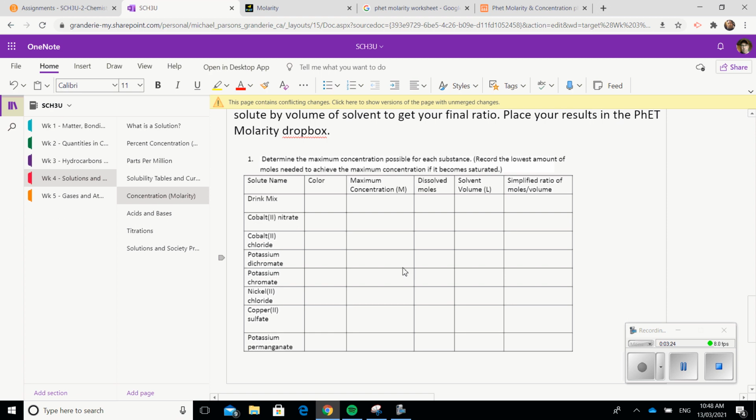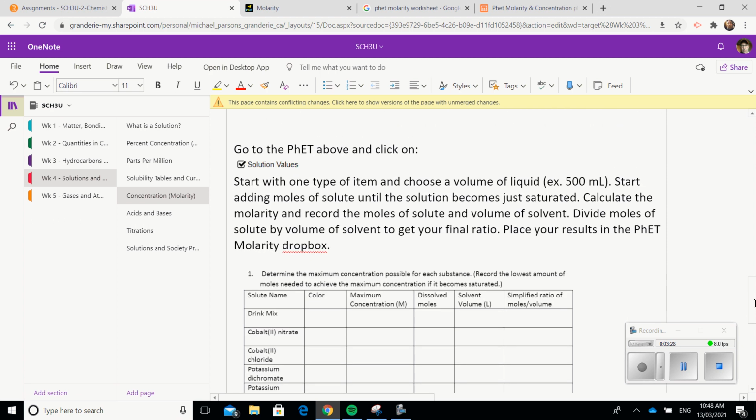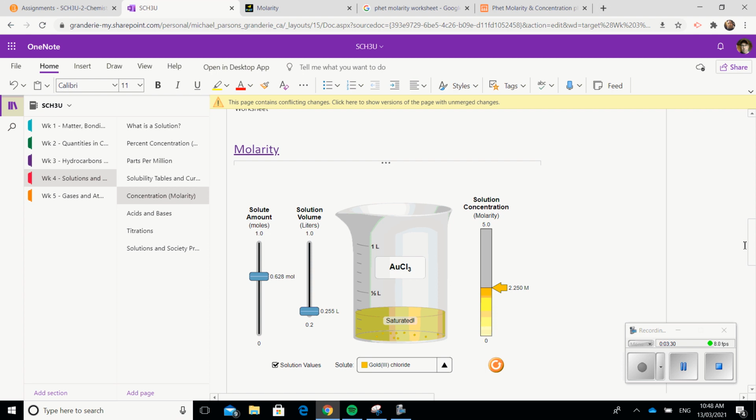So they've got a bunch of chemicals there. Not all of them will saturate. For some of them, it'll be not available because they'll never reach saturation. So if you can't get saturation, lower your volume down, and that will help you to get it more saturated. If your volume's high, it's harder to get that saturation.